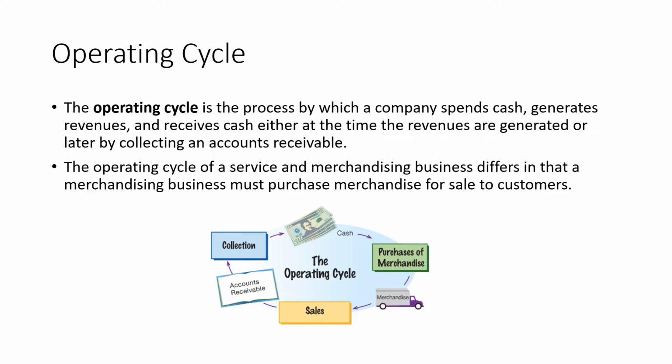The operating cycle, as you can see in the image there, is the process where a company spends money, generates revenue, and then receives cash, and that might be at the time that the product is sold, or it could be as an account receivable and the cash is collected later. So the operating cycle of a service business, like we've talked about before, is different than a merchandising business. With a merchandising business, as I mentioned, there is inventory. So the business has to purchase inventory in order to then sell it and make revenue.